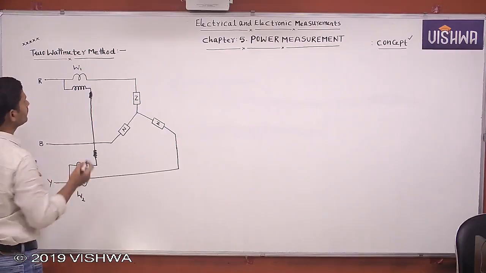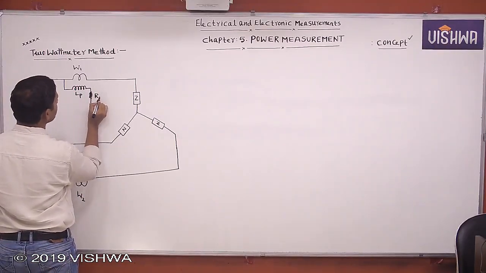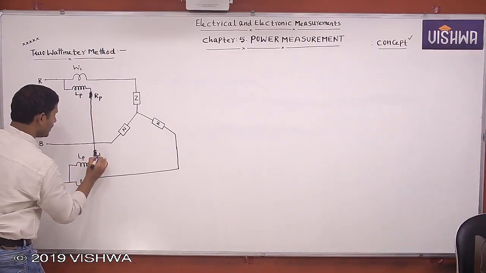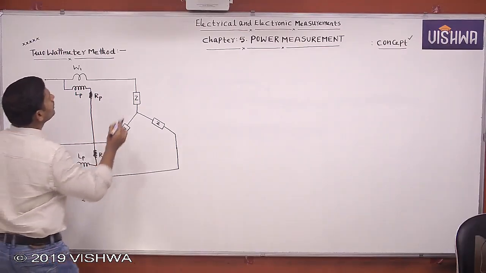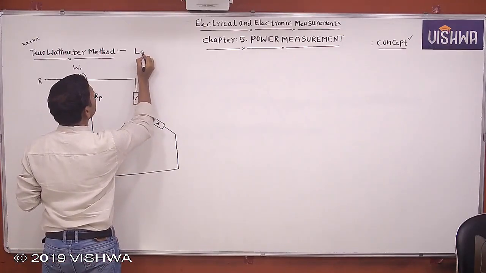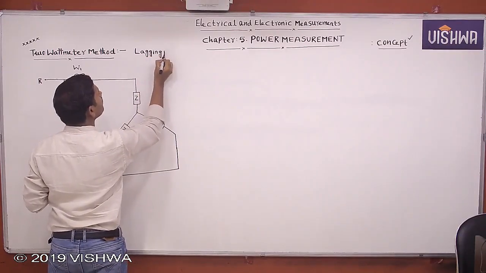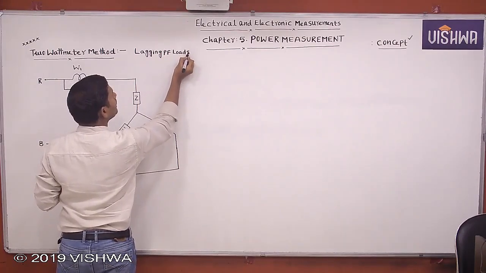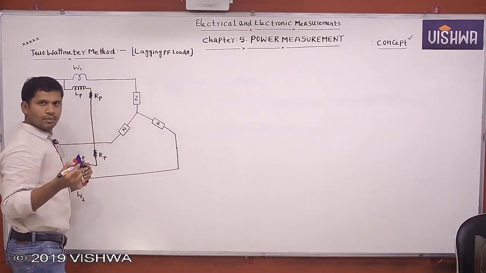The pressure coil inductance is LP and the pressure coil resistance is RP. This also has pressure coil inductance LP and pressure coil resistance RP. Here I am explaining for lagging power factor loads.